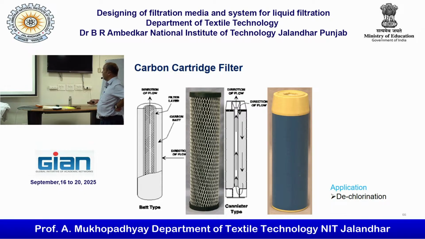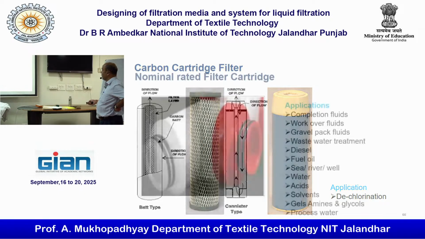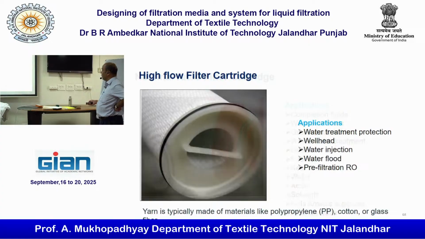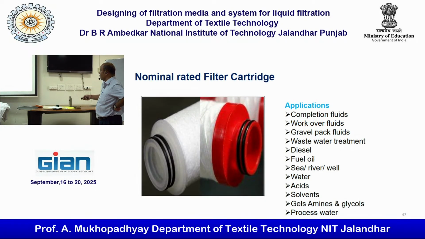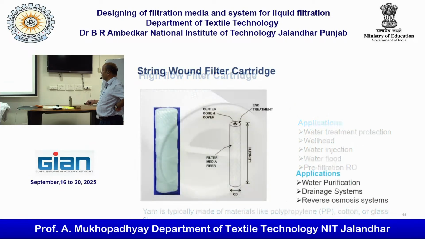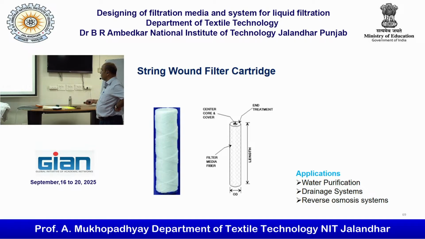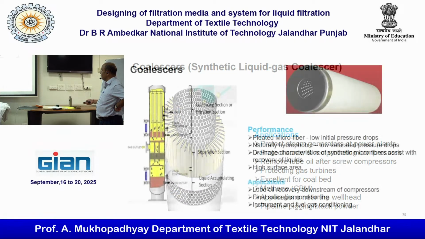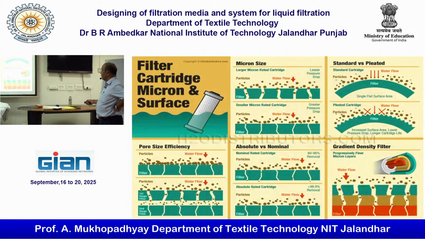So these are the different types of cartridges, nominal rated cartridges. Why is it nominal? Because absolute is not possible. Yarn is wound onto the package. High flow filter cartridges, different types of cartridges are there. Coalescing systems, these are the coalescers. Here are some of the definitions I had given.